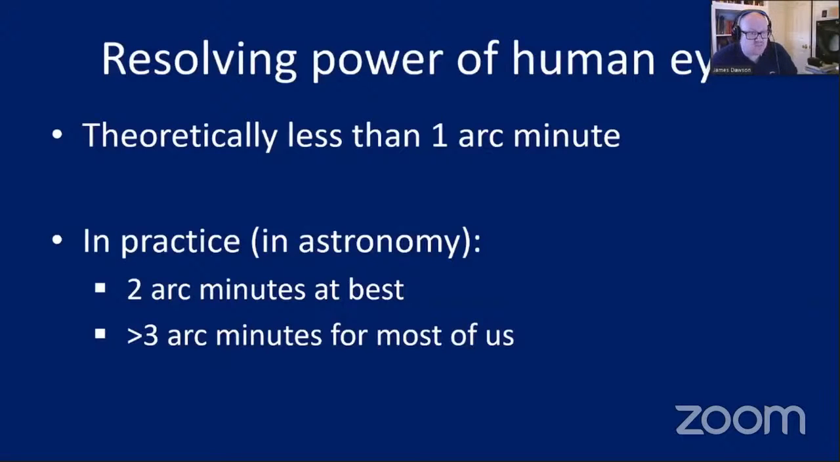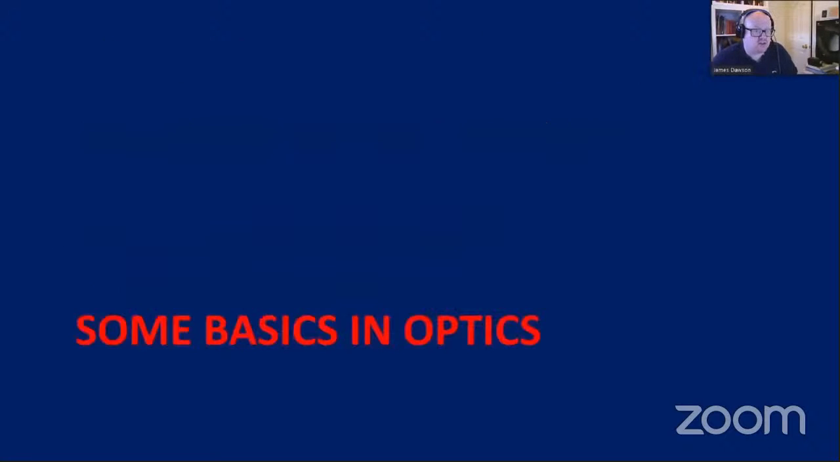And interestingly, I was researching, 20/20 doesn't mean normal. It was just an arbitrary value that Dr. Snellen came up with at the time. So there are plenty of people who have better or slightly worse than 20/20 vision. But in practice, in astronomy, there are lots of reasons which mean the human eye can't always differentiate 1 arc minute. And so it's generally 2 arc minutes at best, but probably nearer 3 arc minutes for most of us. So Julian's going to talk about some basics in optics.